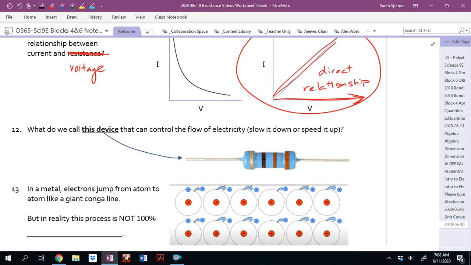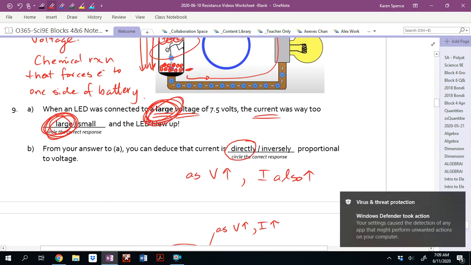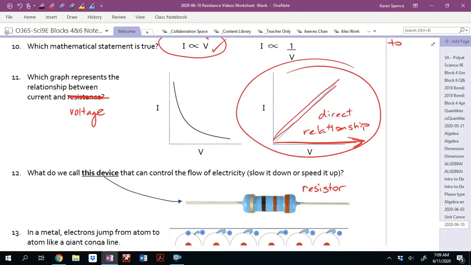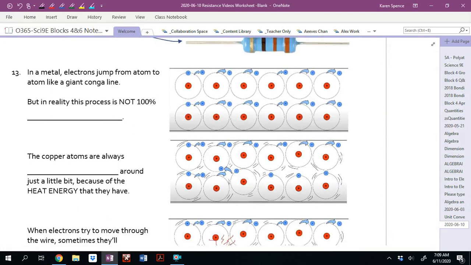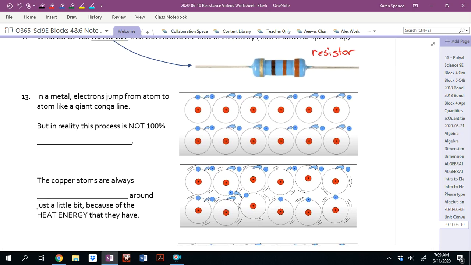That's lovely. Okay. What do we call this device that can control the flow of electricity, speed it up or slow it down? Now this one looks a little bit different from the one in the video, but hopefully it was close enough. This is a resistor, okay? And its only job really is to resist the flow of current and to slow the current down. Because remember what happened with our LED back here, right? When the LED was connected to a large voltage, the current can get too large. And sometimes you'll be using a 1.5 volt battery and that'll be too much for your little old circuit. And so you'll need a resistor to slow down the current.